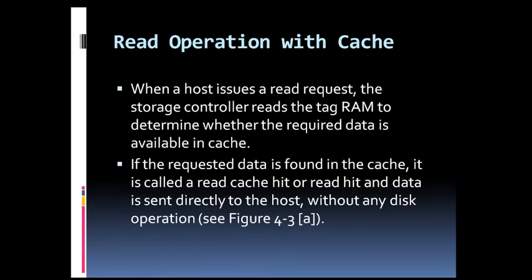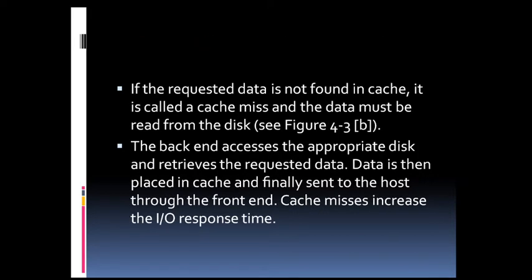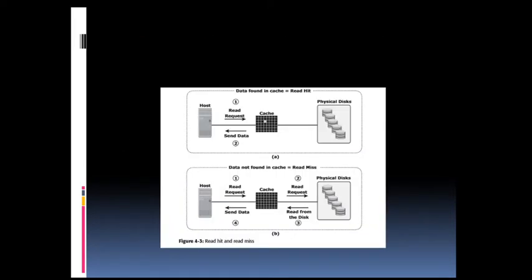Now let us understand the read operation with cache. When a host issues a read request, the storage controller reads the tag RAM to determine whether the required data is available in the cache. If the requested data is found in the cache, it is called a read cache hit or read hit, and the data is sent directly to the host without any disk operation. You can see in the figure, this provides a fast response time to the host, almost just a millisecond.